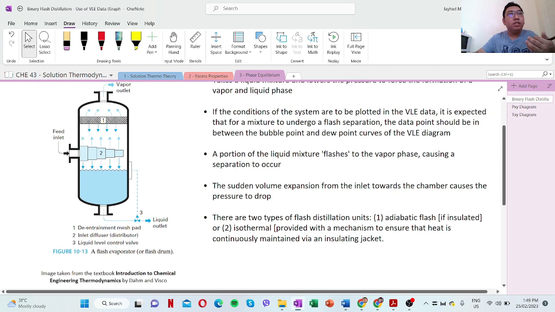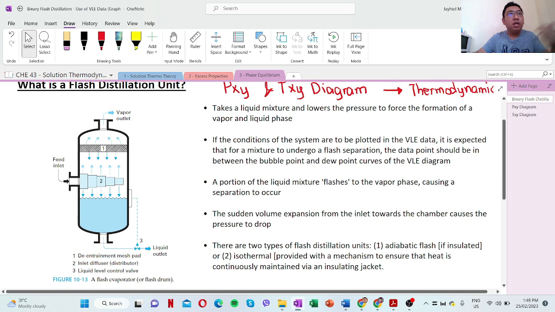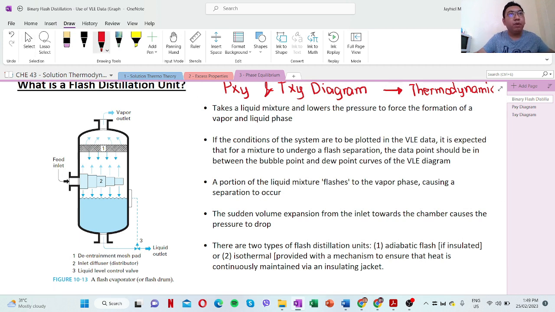Okay, so here are the parts of the flash distillation unit. We have here part number one, which is the de-entrainment mesh pad. This is to ensure that the water droplets do not go with the vapor outlet, because it's possible that some water droplets will go with the vapor. So the purpose of separating the liquid and the vapor will be defeated. So the de-entrainment mesh pad will ensure that the liquid droplets are entrained and only the vapor phase, or the vapor stream, will go outside the vapor outlet.